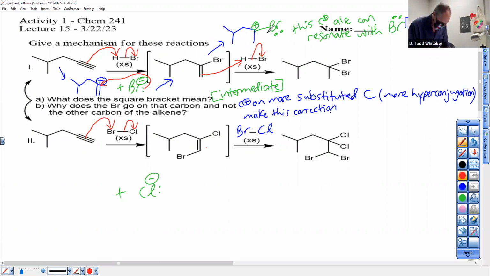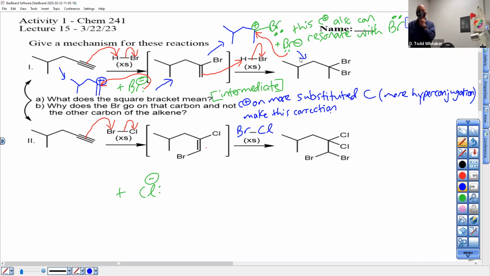So you also made a Br minus when you did this reaction here. And what's the Br minus going to do the second time? Same thing it did the first time. And you're done. Pretty straightforward, huh? Good stuff.